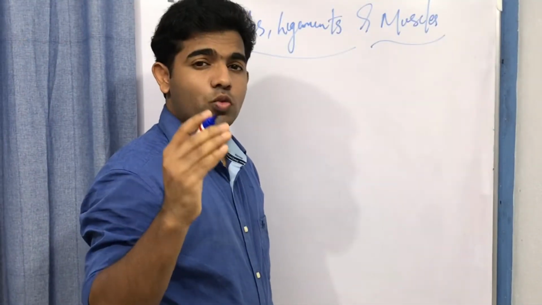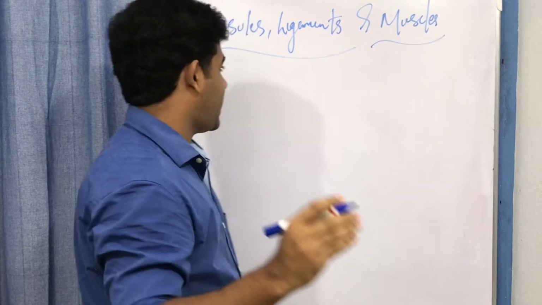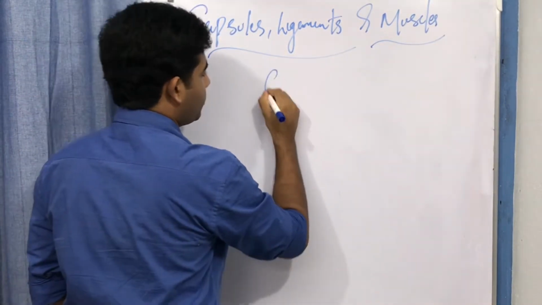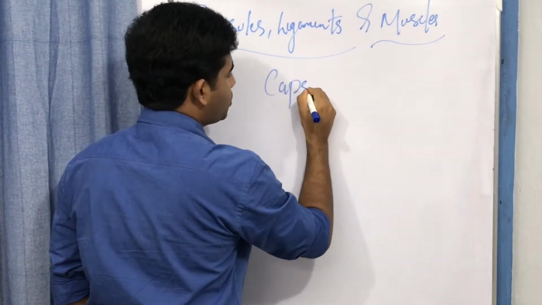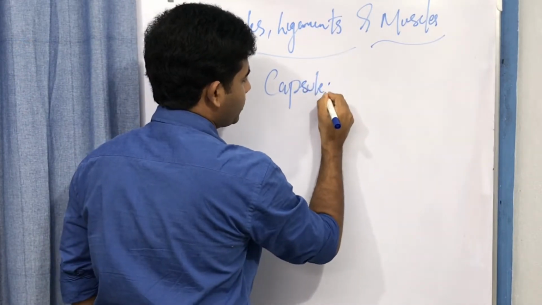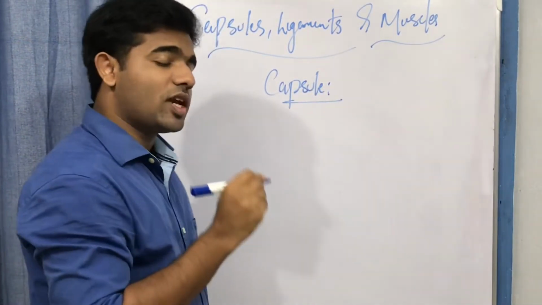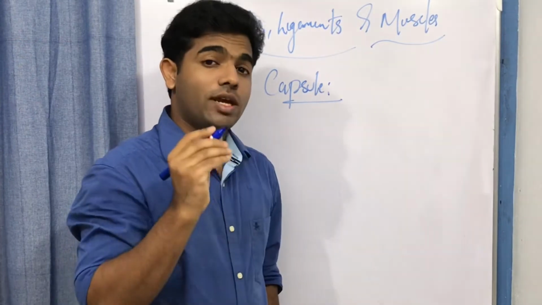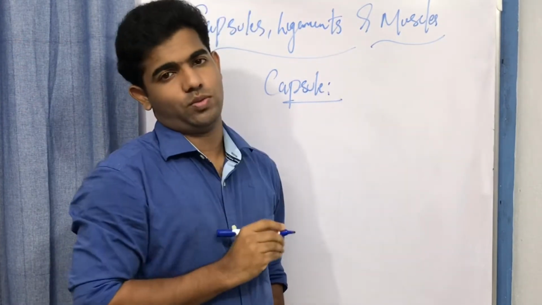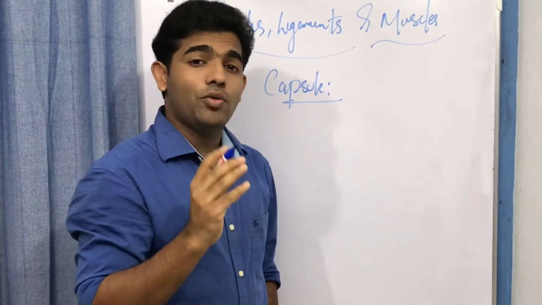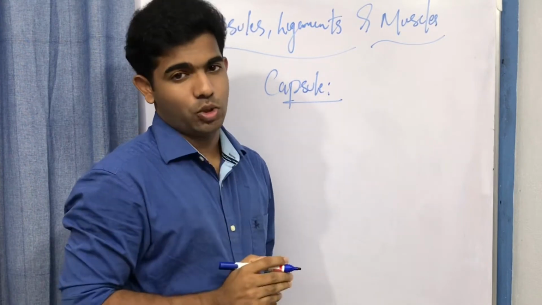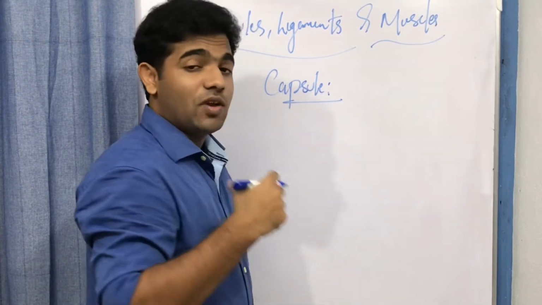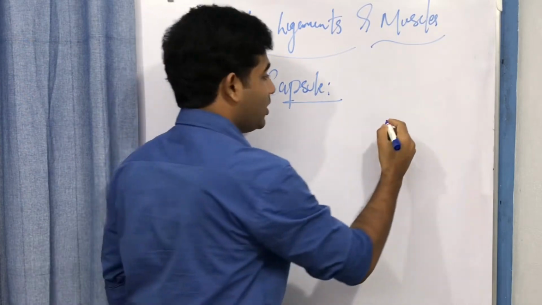First we are going to discuss the capsule of the temporomandibular joint. The joint capsule of the temporomandibular joint. As with any other synovial joint, the temporomandibular joint has a joint capsule, right? What are the peculiarities of the temporomandibular joint capsule? First, let us see from where to where this joint capsule is extending.